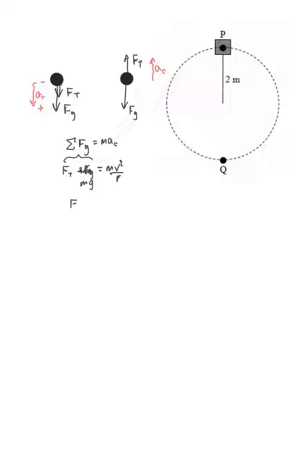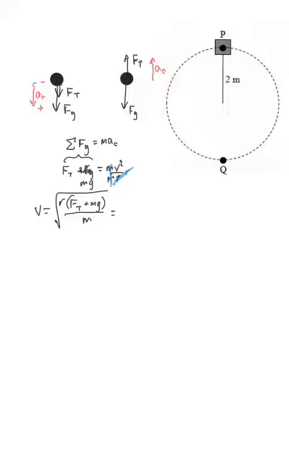So we have Ft plus mg. We first want to multiply both sides by r to cancel out the r in the denominator. Then we want to divide both sides by m to cancel out the m in the numerator, and then just square root both sides, and that will give you the value of v.